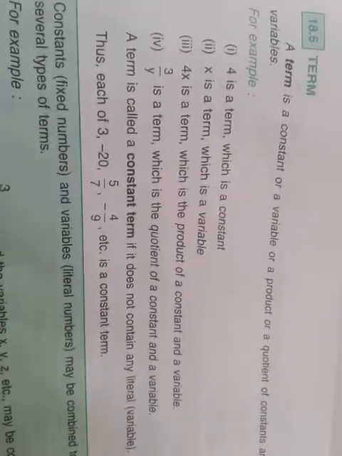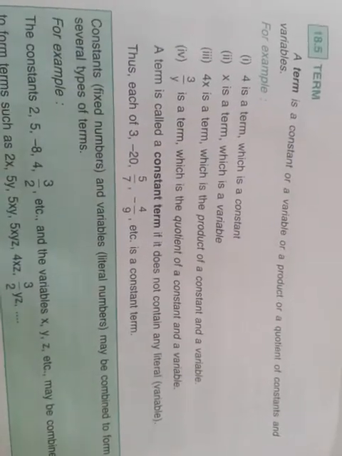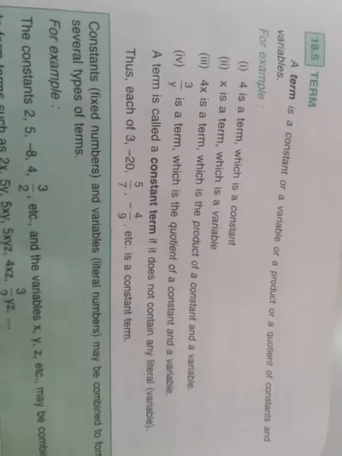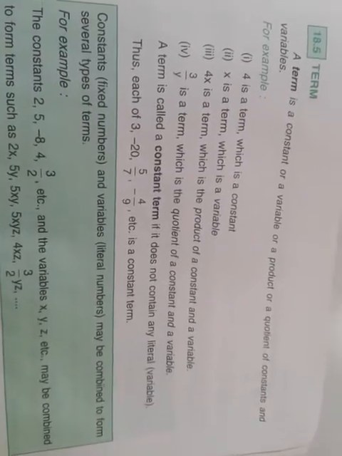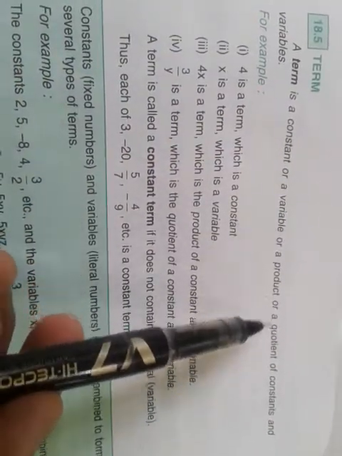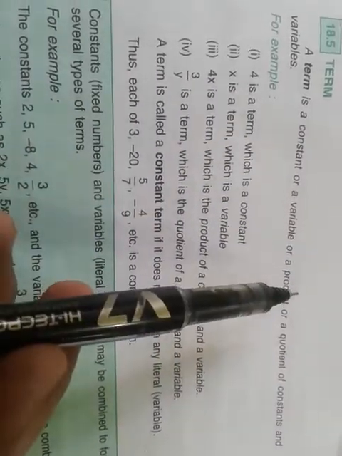If we go through the textbook here, I am telling you, read this lesson again and again. It's very important to read the lesson to know the details. It's absolutely important, children. So please read the lesson. It's very important and compulsory. So we are on term. A term is a constant or variable or a product or a quotient of constants and variables. So when I read this, you will understand 0%.